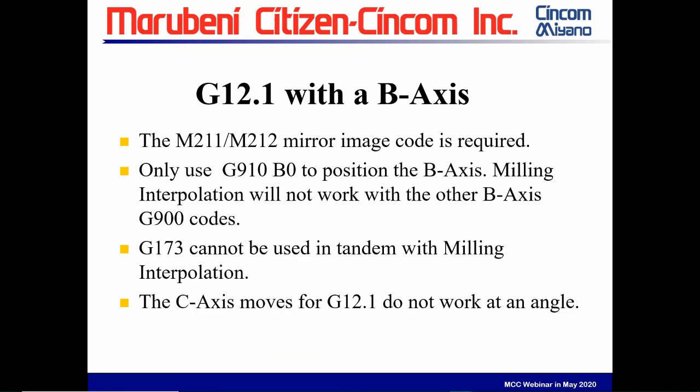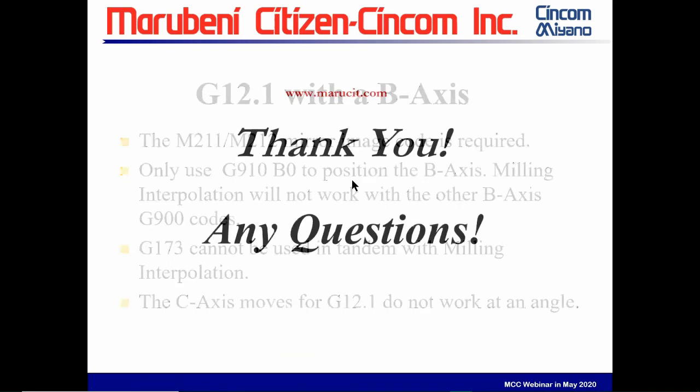Whenever we do angular work, we always move the tool around at an angle. You do not move, the C is on the center of the spindle. It does not bend. So it cannot do the milling interpolation on an angular shape like this. And that pretty much covers everything about G12.1.